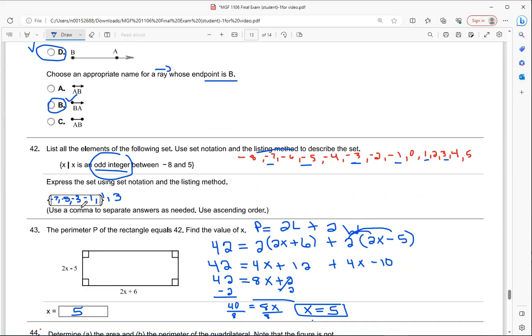So we just list those digits here using a comma to separate them. -7, -5, -3, -1, +1, and 3. So this would be our solution.